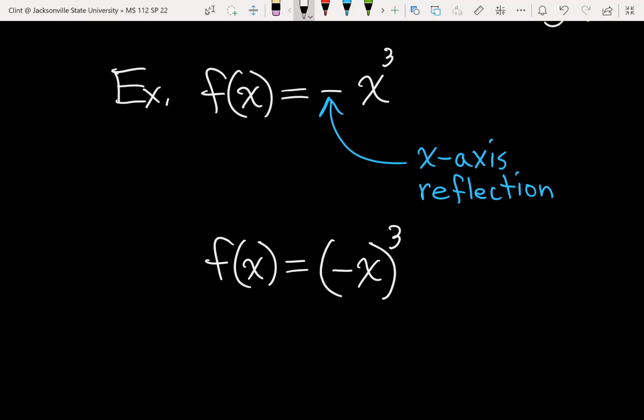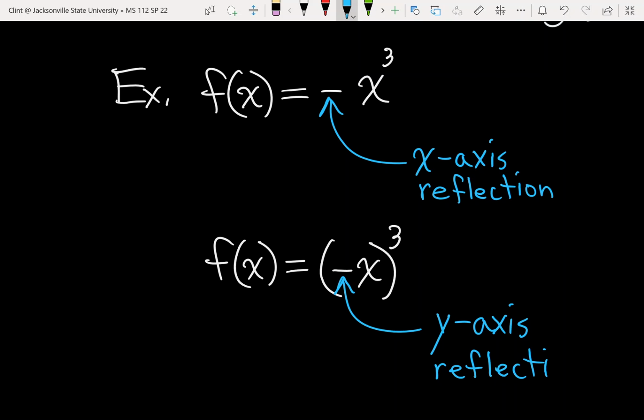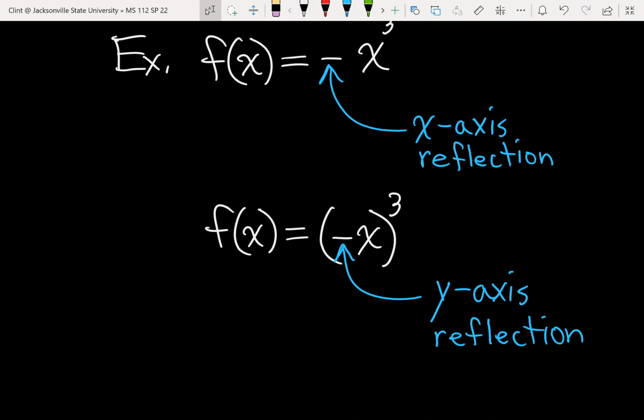And then minus signs on the inside. That would be a, no, sorry. Yeah, no, that's right. That would be a y-axis reflection. Y-axis reflection. Okay.